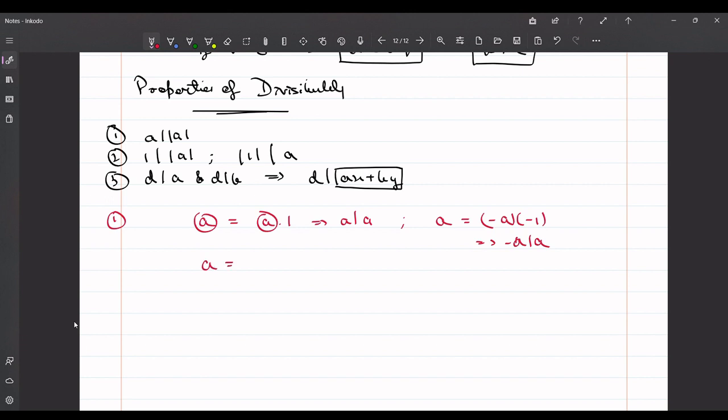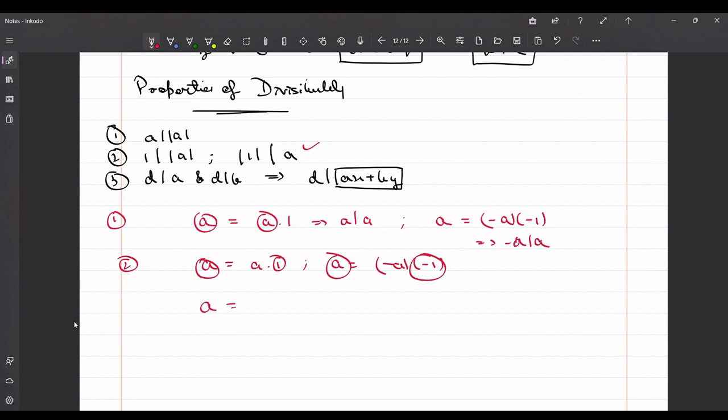See, A can be written as A into 1. So 1 divides A. Clear? You can write the statements on your own. Also, A can be written as minus A into minus 1. So, minus 1 also divides A. So, this part is clear.